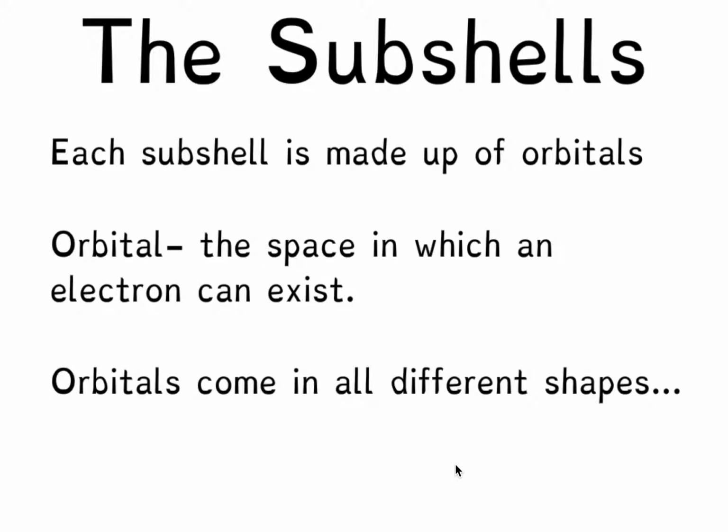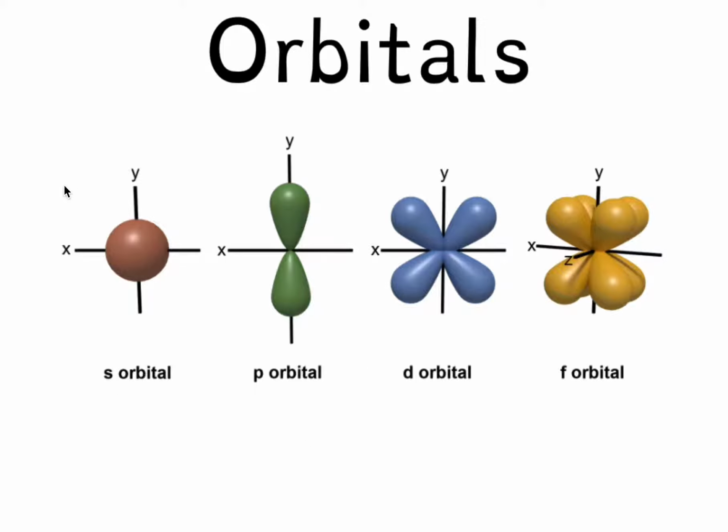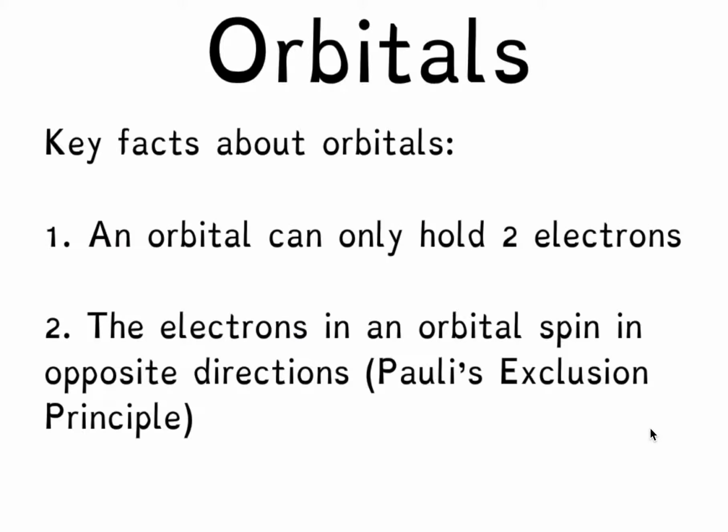Each subshell is made up of orbitals. There are different types of orbitals that take on different shapes. The S orbital is spherical. The P orbital is dumbbell shaped. As you go through the orbitals, the shape becomes more complicated. Each orbital can only hold 2 electrons, and these electrons have to spin in opposite directions. This is due to something called Pauli's exclusion principle.